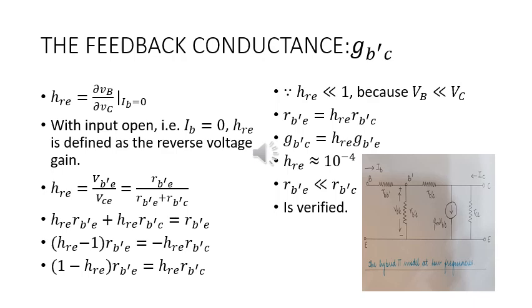Since hre is very much less than 1, because the base voltage is always much less than the collector voltage, rb'e is equal to hre rb'c. Therefore, taking the reciprocal of this relationship, we will get gb'c equal to hre gb'e. So hre comes out to be approximately 10 to the power minus 4. And we have also verified that rb'e is very much less than rb'c.